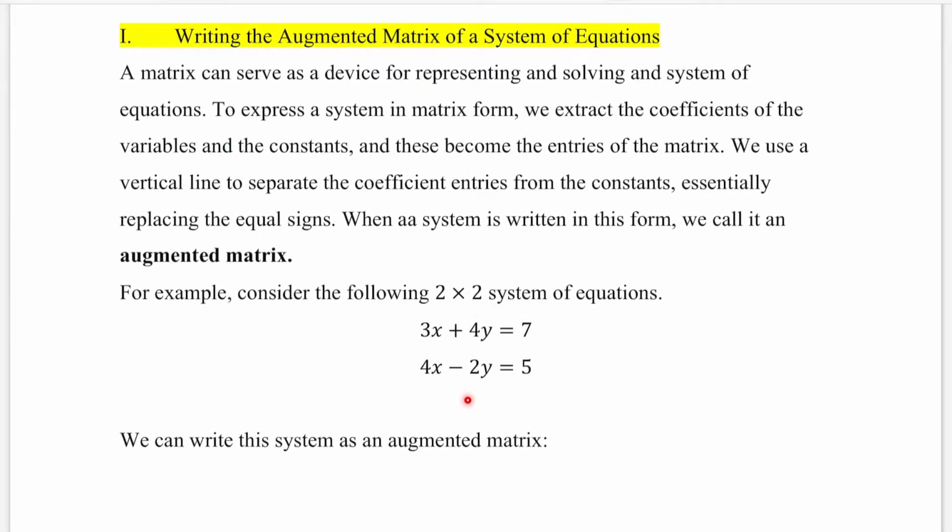As you can see right here, we have a system of two equations and two unknowns. We can also use the coefficients in order to write the system as an augmented matrix. So look at this. I will have two rows and then three columns. And I will only use the coefficients to put that into the augmented matrix.